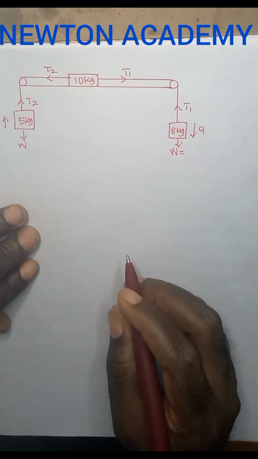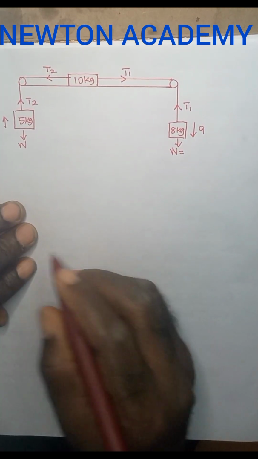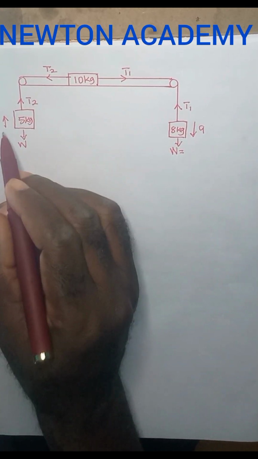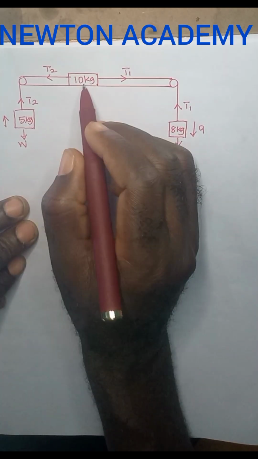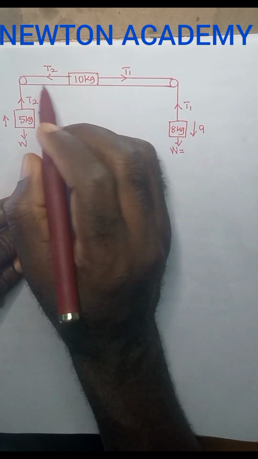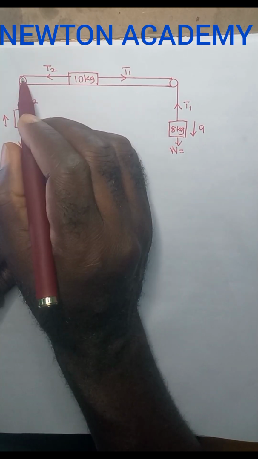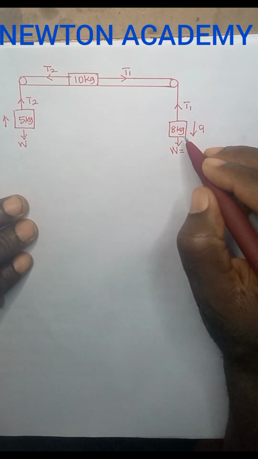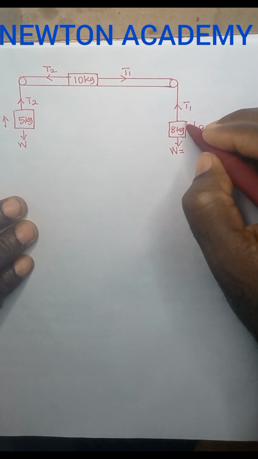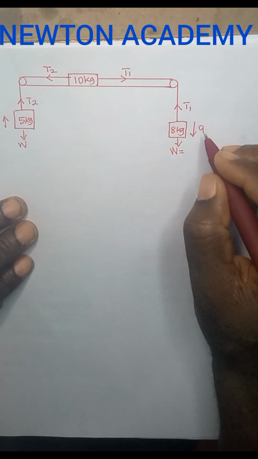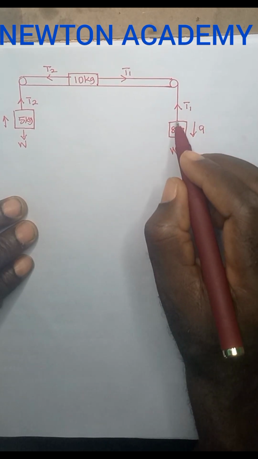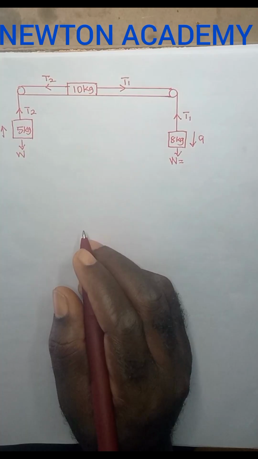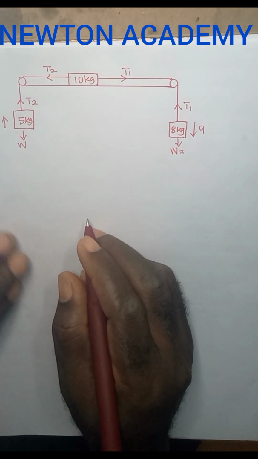When you look at the tension in it, let us analyze 5 kg. 5 kg, its weight is acting downward, while tension T2 will be pulling it up. Then it will be accelerating upward. Then for this 10 kg, tension T2 will be pulling it towards this side, while T1 will be pulling it towards this side. Then for body 8 kg, because it is going down, its weight will be pulling it down, the acceleration will be downward, while the tension will be pulling it upward. Now, it is our aim here to calculate the acceleration of the system, then the tension T1 and T2.